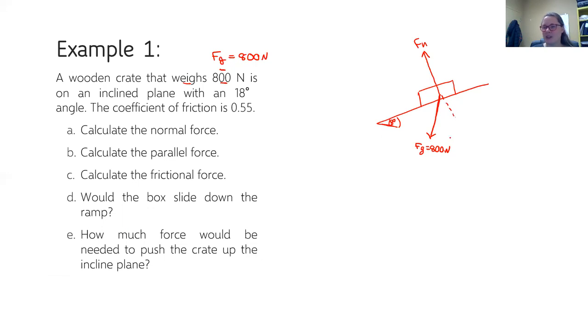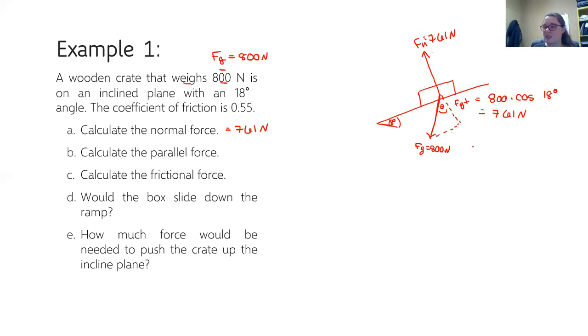And then we have our components. The normal force is equal to Fg perpendicular. How do we calculate that? Well, we just had that in our last slide. This is going to be equal to the force of gravity, 800, times the cosine of 18 degrees. 800 times the cosine of 18 degrees gives us 761 newtons, and that's our normal force.